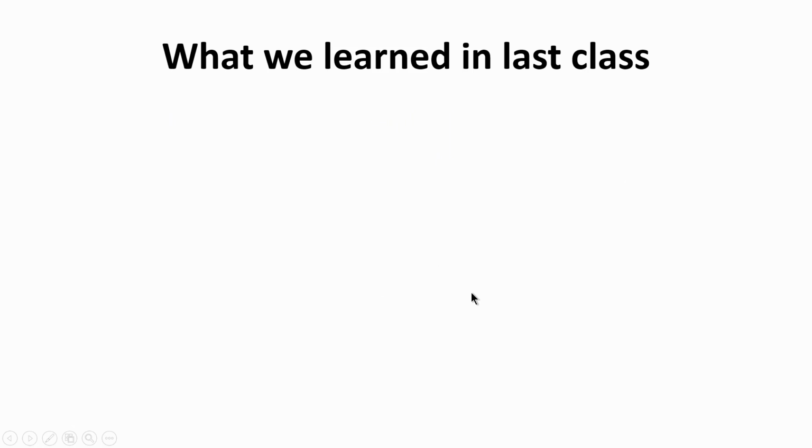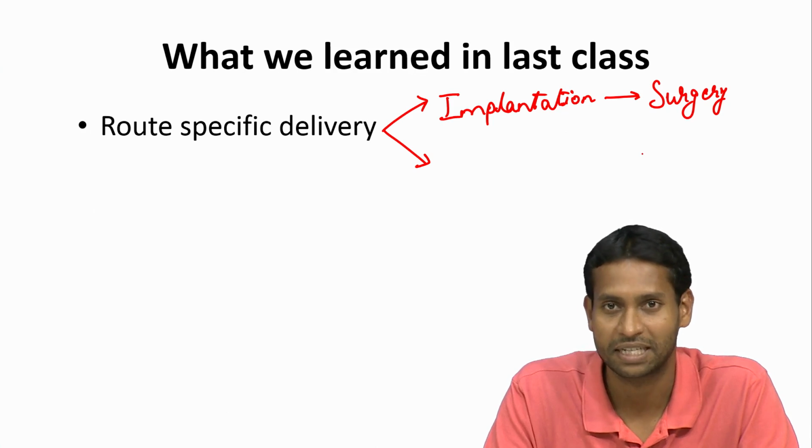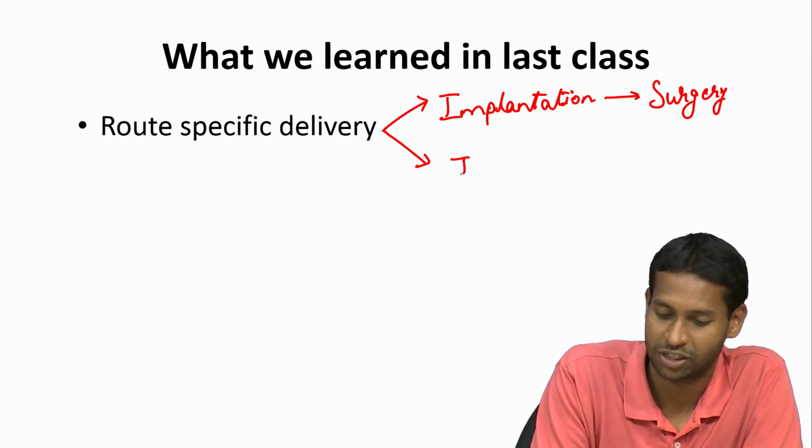So, let us have a quick recap of what we learned in the last class. What we learned first was route specific delivery, which essentially has two different broad categories. One is implantation, which means that there will be some surgery involved, and this is in cases where it is too big. So, your implant could be in millimeter sizes, in centimeter sizes, and you can't really inject that, and another is of course injection.